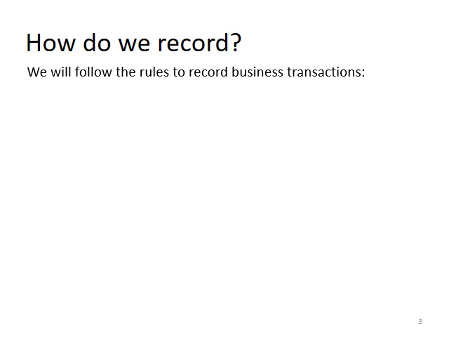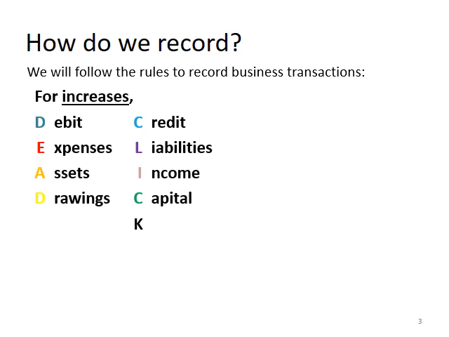So, how do we record? We will follow the rules to record business transactions. For increases, we will debit our expenses, assets, and drawings accounts, and we will credit our liabilities, income, and capital accounts.